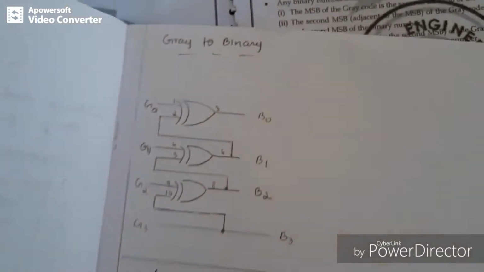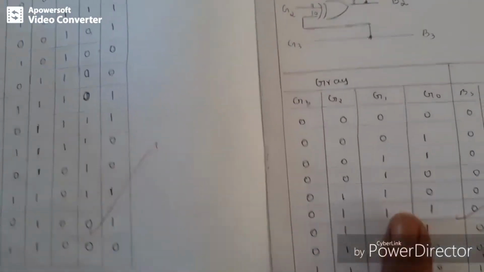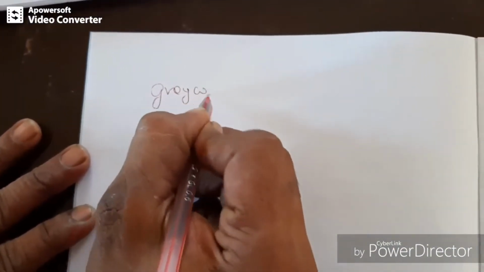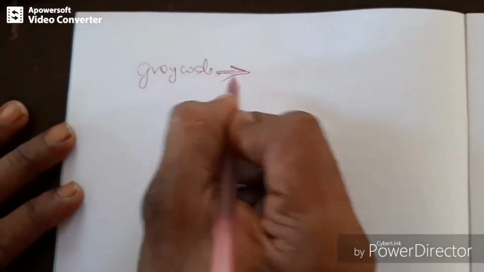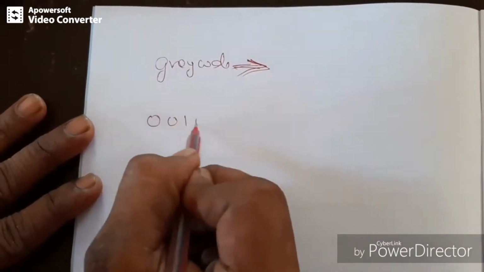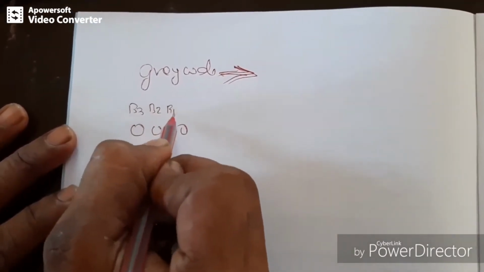So now, before moving on, what is gray code? Now the question comes, what is gray code? Gray code is a non-weighted code used in certain applications. It is a non-weighted code. For example, if I have 0, 0, 1, 0, this is the binary, this is B3, B2, B1 and B0.